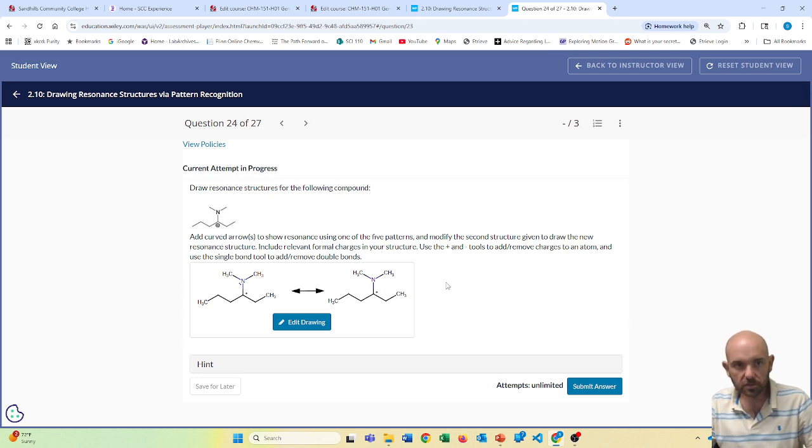For question 24, we see the same thing. The nitrogen has a lone pair. That is a carbocation in that position. And in this case, I actually think it looks like the structure is done for you. Well, no, you need to add an arrow, and you need to show a bond moving and a formal charge moving in the answer to that question.